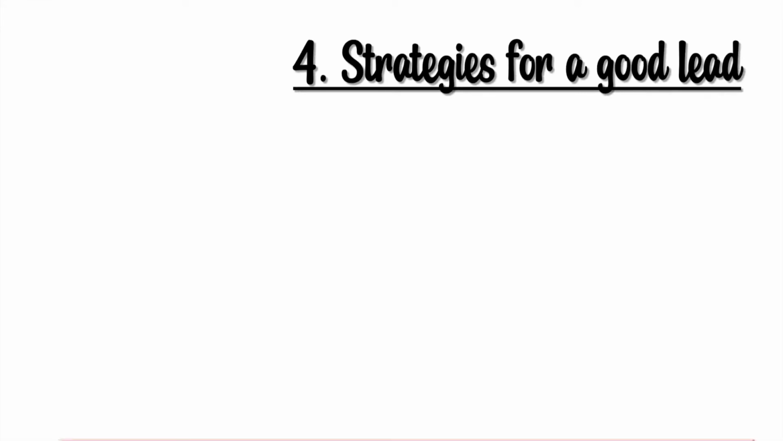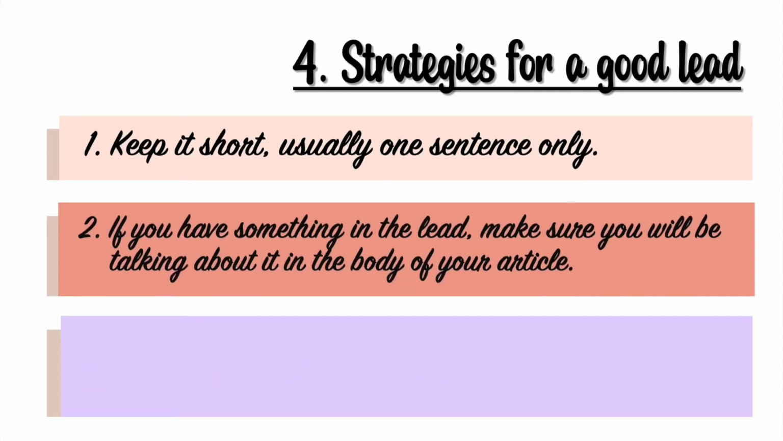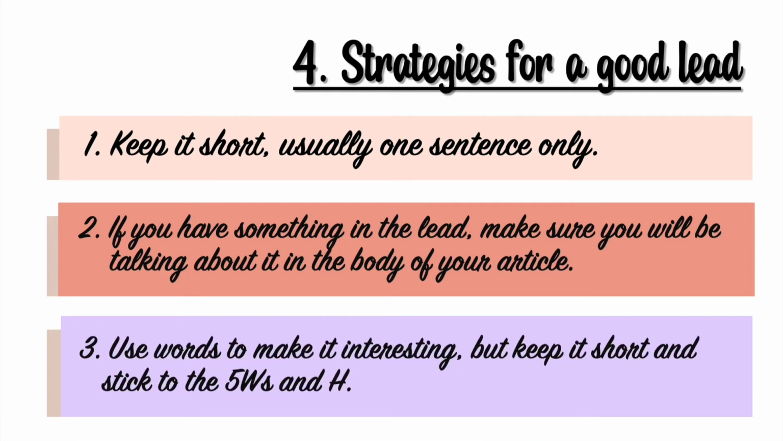So now let's look at the strategies for a good lead. First, keep it short, usually 1 sentence only. Second, if you have something in the lead, make sure you will be talking about it in the body of your article. And third, use words to make it interesting, but keep it short and stick to the 5 W's and H.